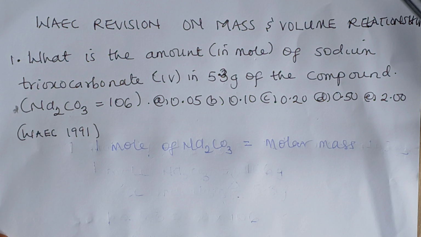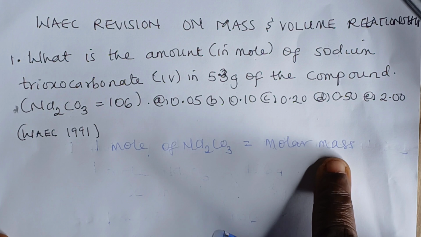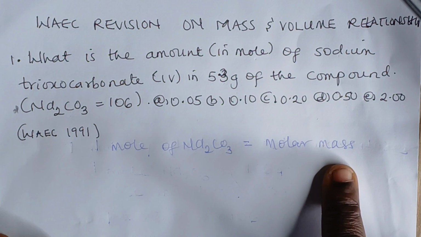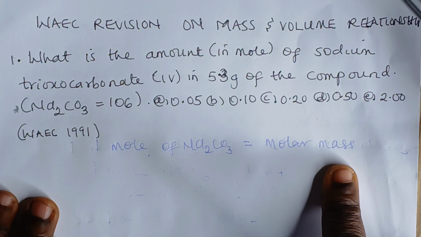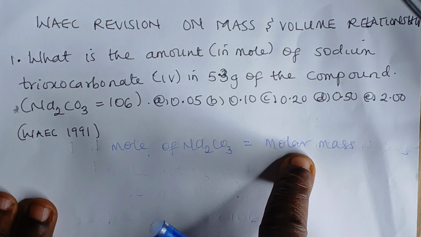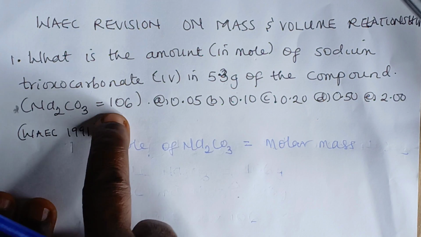So if 1 mole of sodium trioxocarbonate IV is its molar mass, which is a fact, that will be the first line of our calculation. And I can also convert it to get a value here, that the molar mass of a compound, if I want to get it, I will have to work it out.